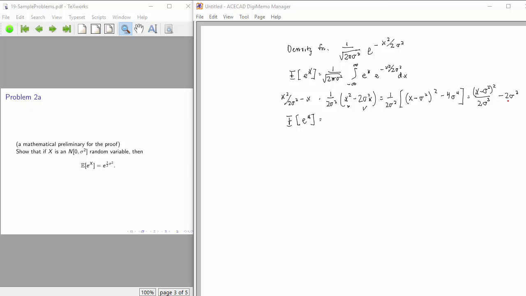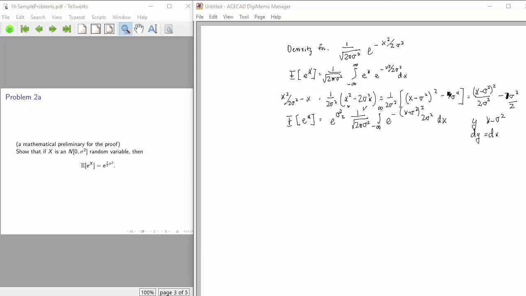For some reason my pen didn't write. Let's try that again. That 2 should have been in the denominator. Okay. And now what do I have? E to the sigma squared over 2 times 1 over root 2 pi sigma squared times the integral from minus infinity to infinity of e to the minus x minus sigma squared over 2 sigma squared dx. I set y equal to x minus sigma squared, so dy is equal to dx.